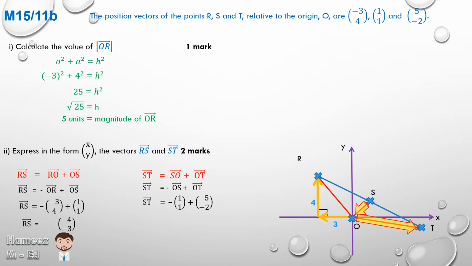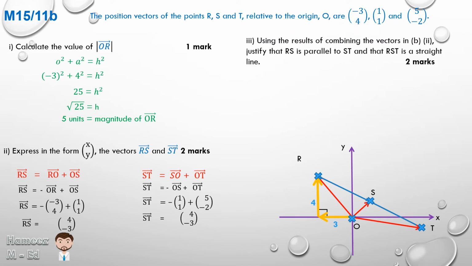And if we're moving from S to T, it's the same thing: 4 units to the right and 3 down. Part 3. Using the results of combining the vectors in B, RS and ST, justify that RS is parallel to ST and that RST is a straight line.